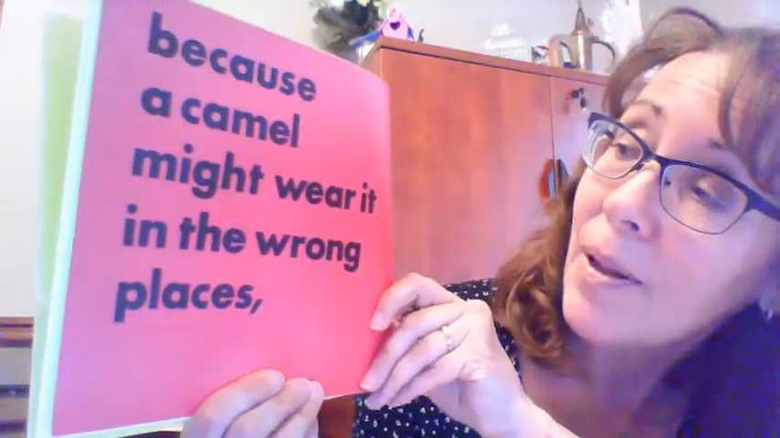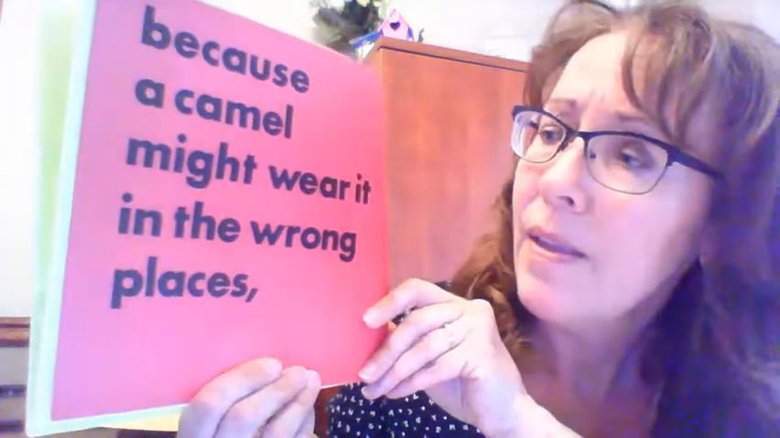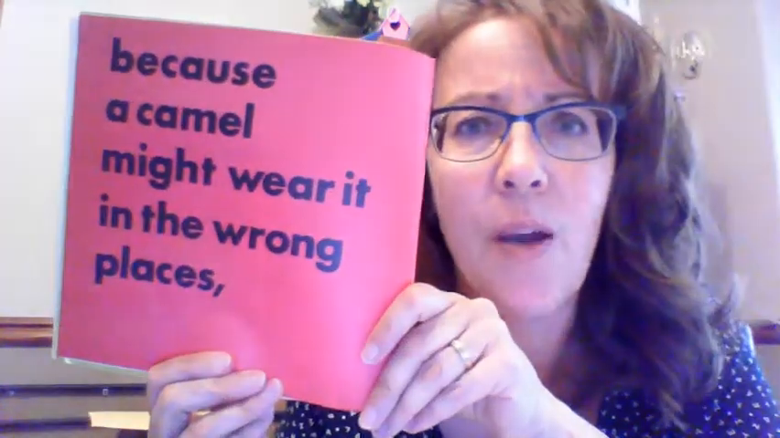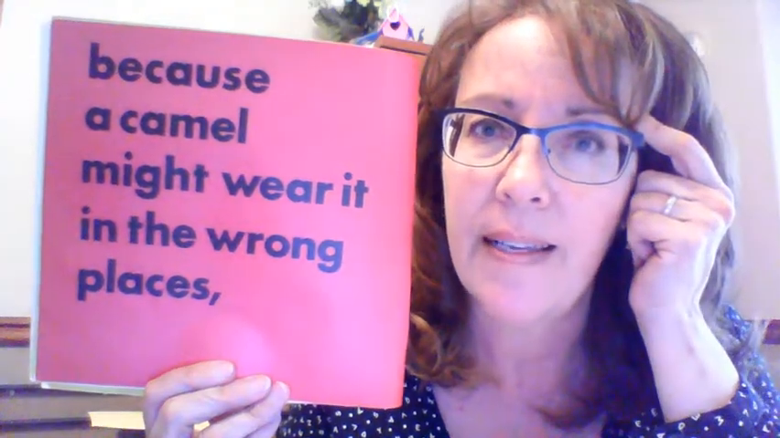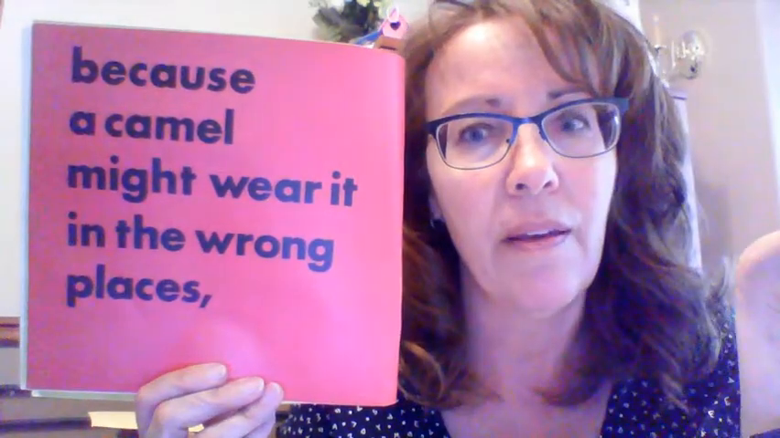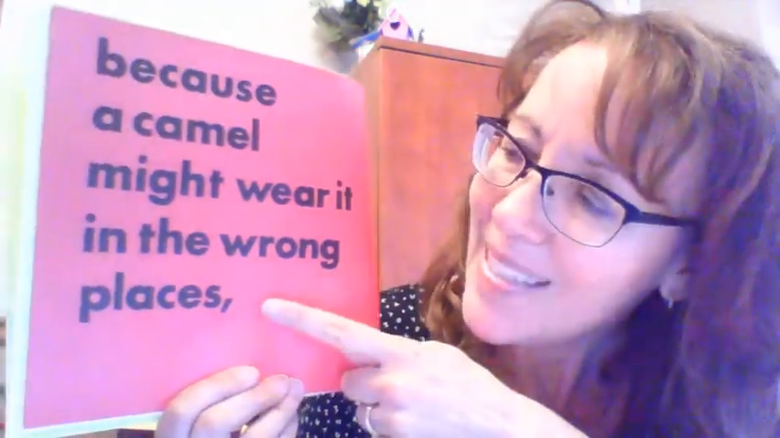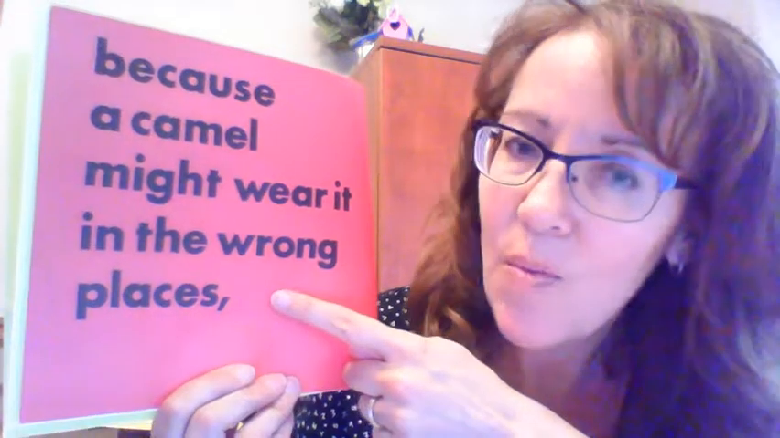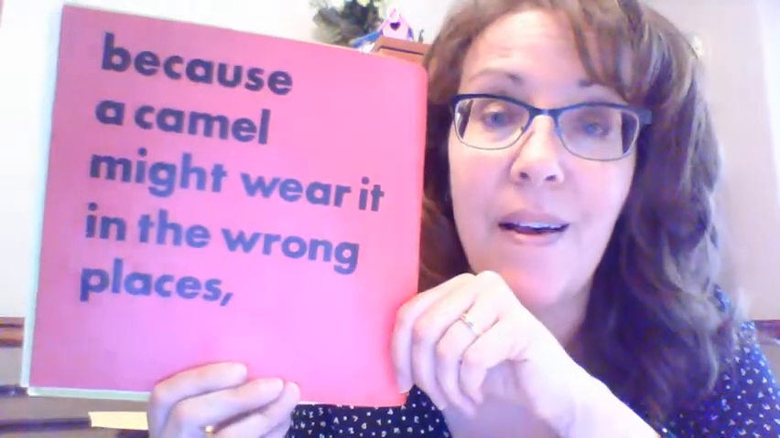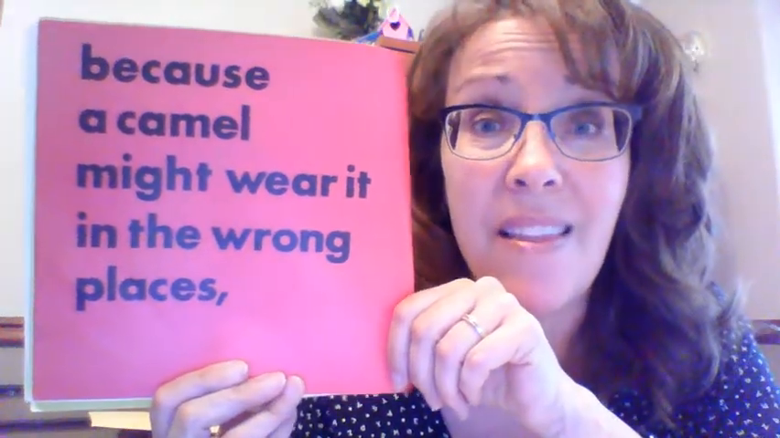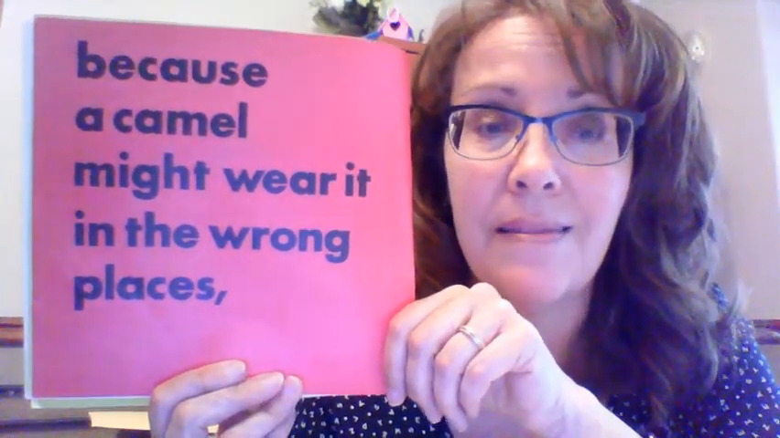Because a camel might wear it in the wrong places. Now, what does the author mean? Well, I'm thinking about what a camel looks like. I'm thinking about clothing. And what does he mean by wearing it in the wrong places? Can you make a picture in your mind? Can you make an inference? Well, I'm thinking that maybe they've got it in the wrong places. Let's see.